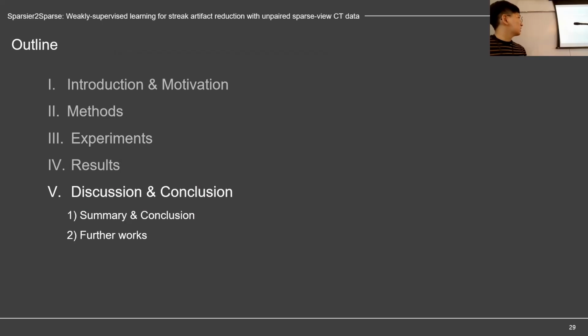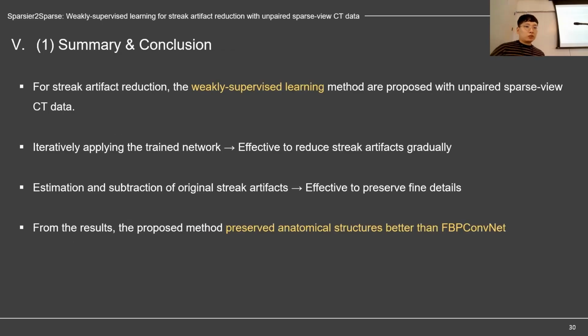The last part is discussion and conclusion. To summarize and conclude, we propose the method of streak artifact reduction when only sparse visibility data are given, which is based on weakly-supervised learning. Through applying the trained network to given sparse visibility image iteratively, it was effective to reduce streak artifacts gradually. And from the estimation and subtraction of the original streak artifact, it was effective to find details. And from the results, the proposed method preserved anatomical structures better than FVP component.